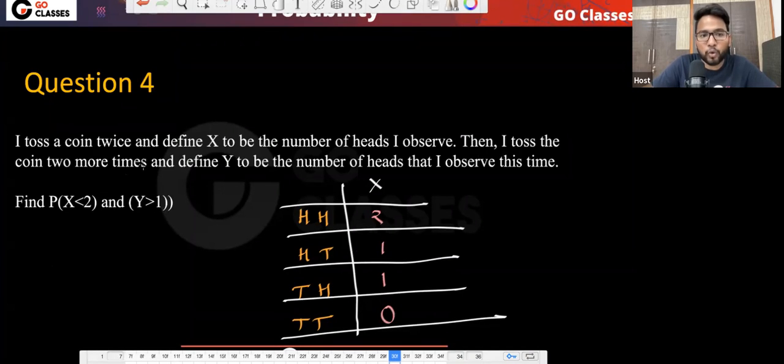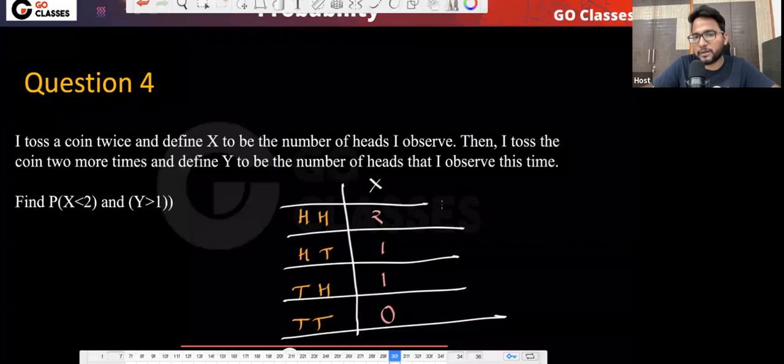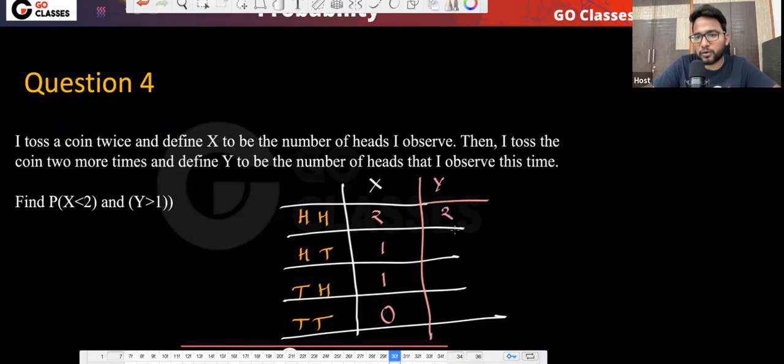Then I toss the coin two more times, and then I define random variable y to be the number of heads observed this time. So this is what I did, and now I'm just tossing it two more times. Then also I will have the same sample space, and now I have some y, which is also the same thing: 2, 1, 1, 0. But I'm tossing it four times, right? Two times for x, two times for y. Is this okay to everyone?